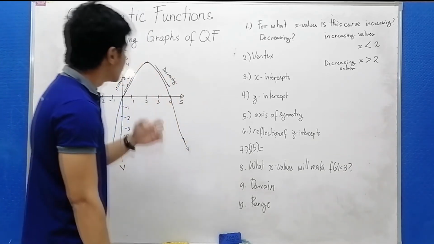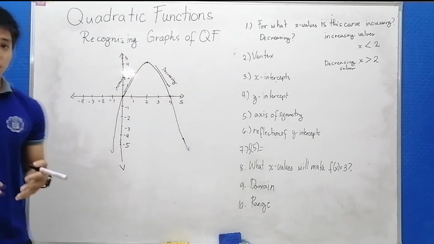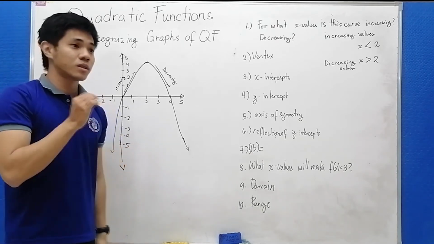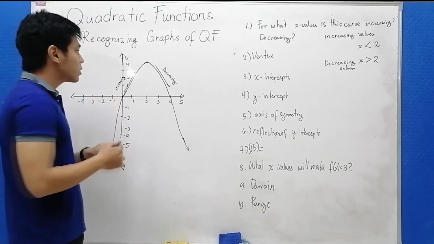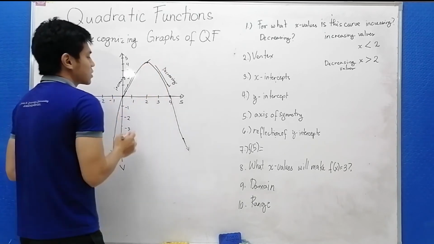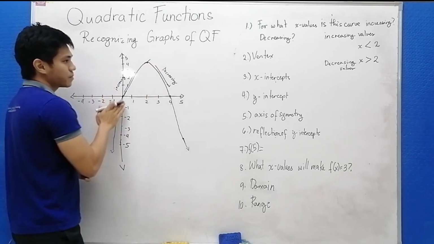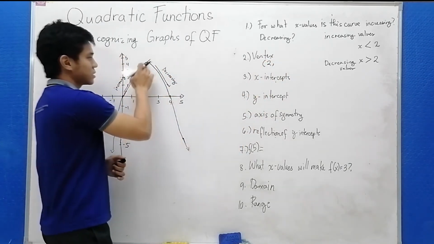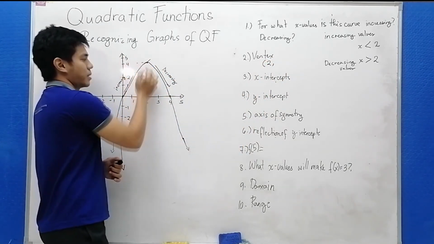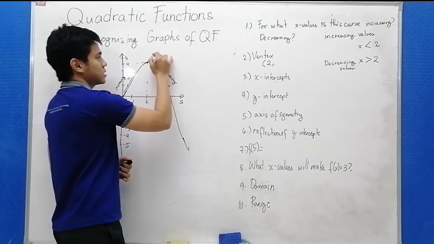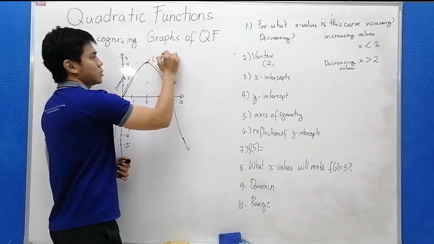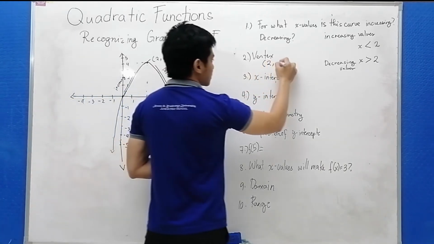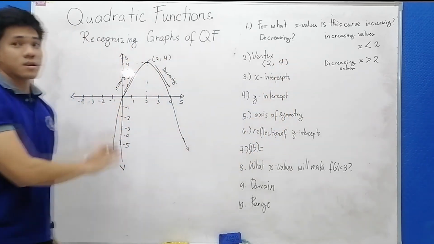For the vertex, like what I was saying before, the vertex is the corner point in the parabola. The corner point is this point, right? So we have a vertex of 2 and positive 4. It's written here and here. So this is our vertex, (2, 4). These are the coordinates of our vertex just by looking at our graph.